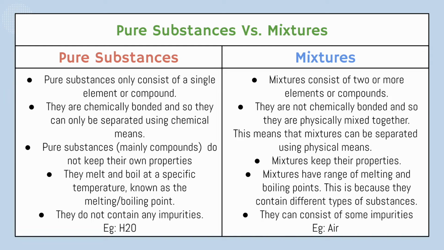The next point is that pure substances always melt and boil at a specific temperature, and that temperature is known as its melting or boiling point. Mixtures, on the other hand, can have a range of different melting and boiling points, because they have different types of substances in the mixture, and they can melt over a range of temperatures. This range is caused because the different types of substances will lower the melting or boiling point and increase the range between them. This also helps identify or distinguish between a pure substance and a mixture.